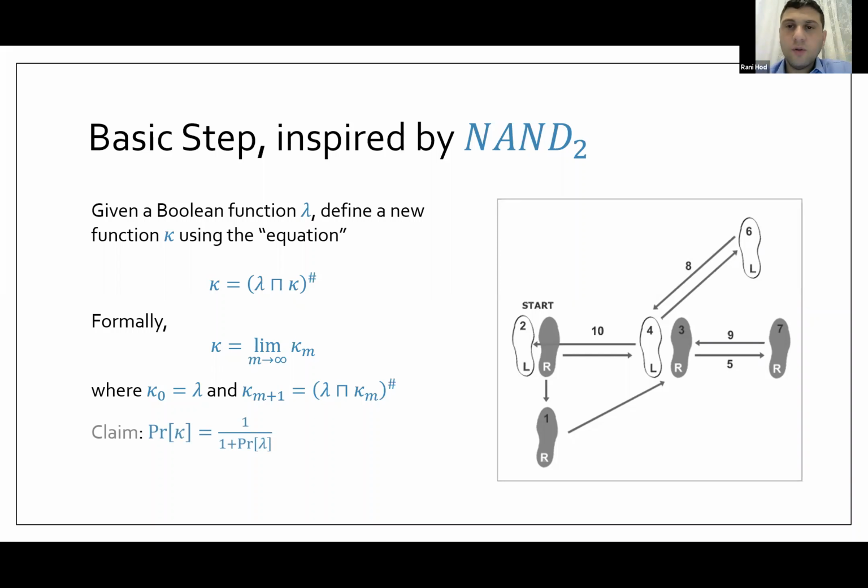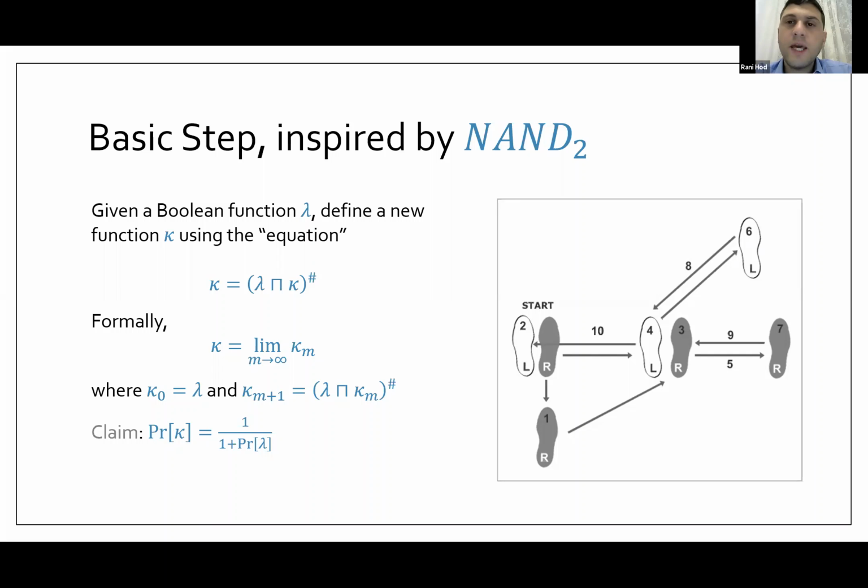I'm not going to go into details about why this limit is attainable, why there is a limit for this function. Obviously, we can compute, if such a function exists, we can relate the probability of getting true from kappa to the probability of getting true from lambda. That would have to hold just because we can apply it, we can take it from the equation.